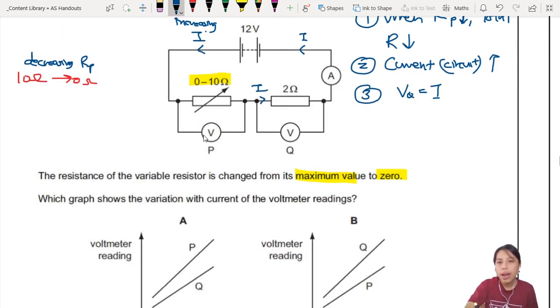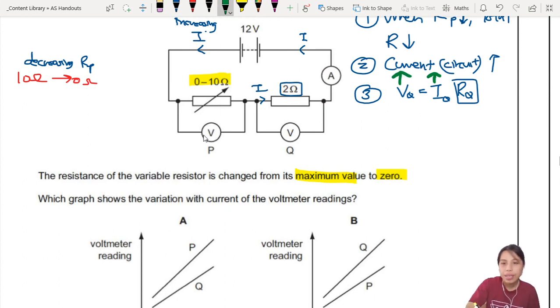VQ equals IQ, the current flowing through it, times RQ. Now this one on the right is fixed, just 2 ohms, fixed already. So this is locked in. That means if your current is increasing, then your V is also increasing.